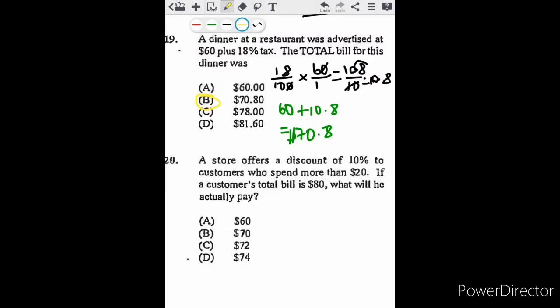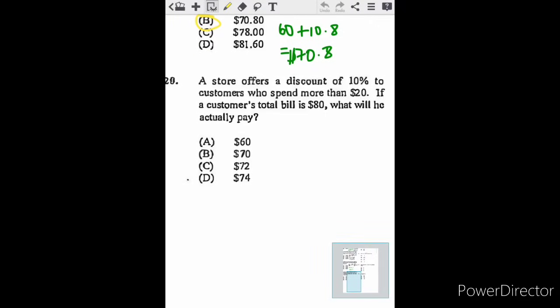Moving on to the next question. We have a store offers a discount of 10% to customers who spend more than $20. If a customer's total bill is $80, what will he actually pay? So we need to discount 10% of 80.